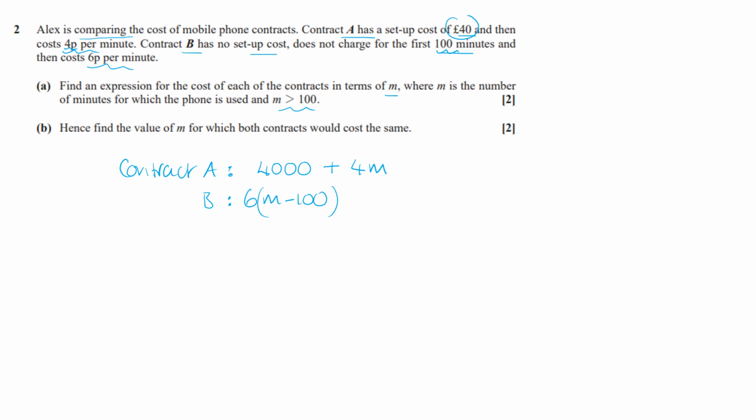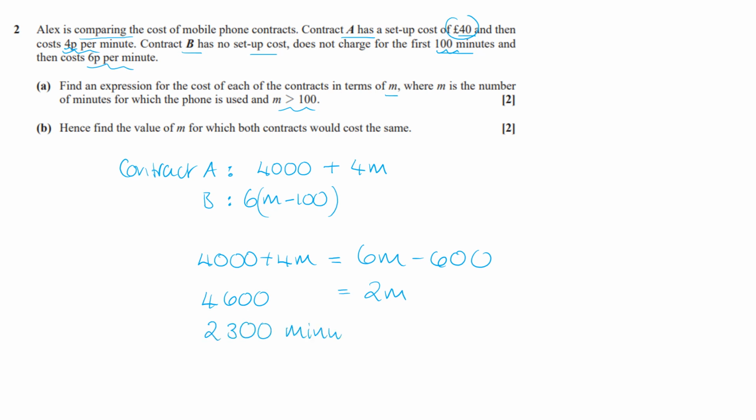For part B, we need to find the M for which both would be the same. So we're going to say 4,000 plus 4M will have to equal the contract B, which is 6M minus 600. Now, if we just collect all the m's on one side, you're going to get 2m, take the 600 over, that's 4,600, and divide by 2 is going to be 2,300. So at 2,300 minutes, both contracts would be the same. And if you want to put that back into either A or B, you'll get an answer that is in pence, but if you divide by 100, it comes to £132.